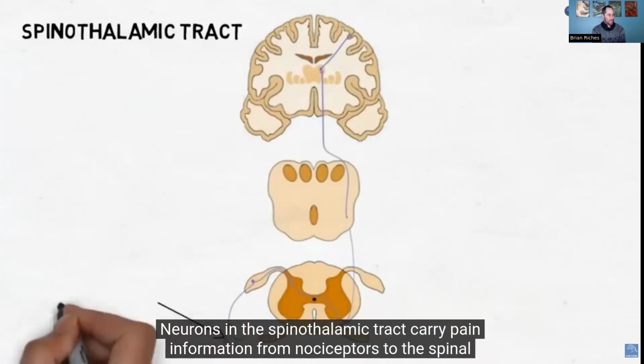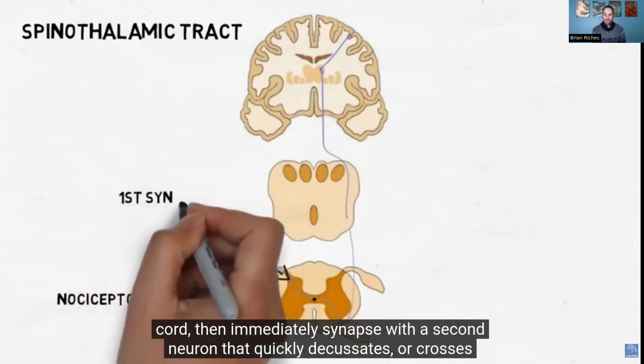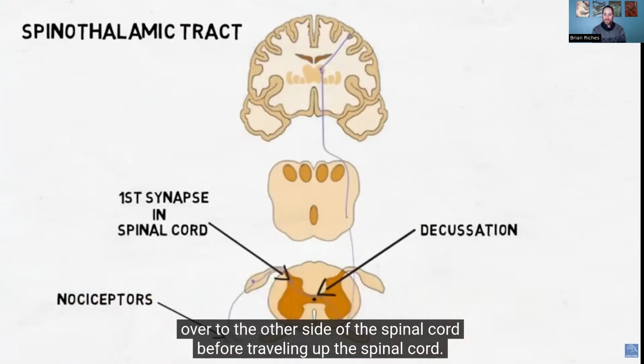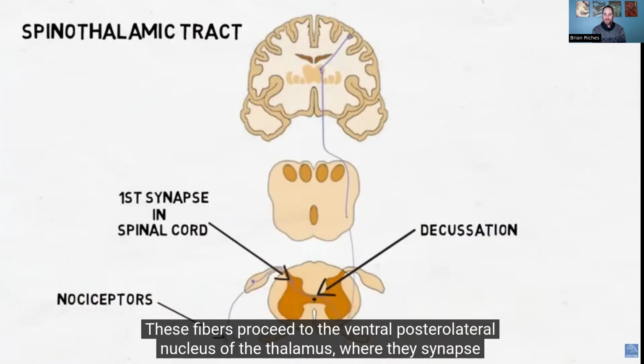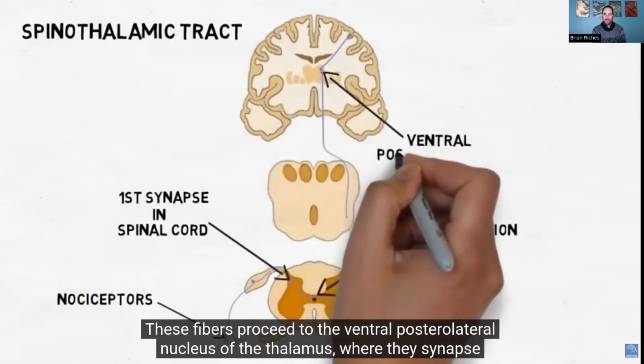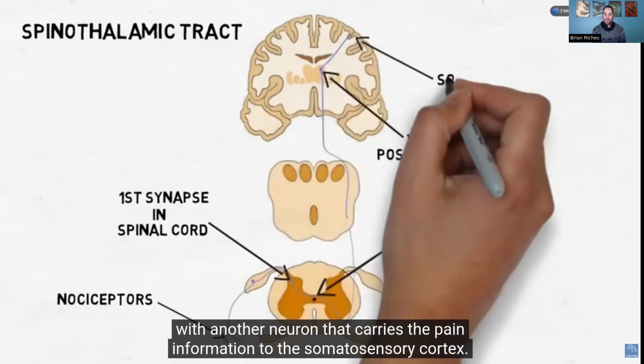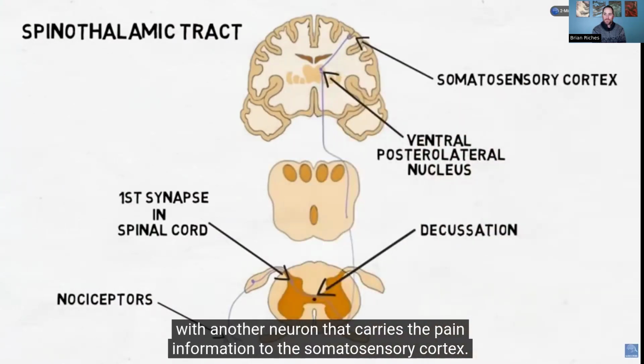Neurons in the spinothalamic tract carry pain information from nociceptors to the spinal cord, then immediately synapse with a second neuron that quickly decussates, or crosses over to the other side of the spinal cord before traveling up the spinal cord. These fibers proceed to the ventral posterior lateral nucleus of the thalamus, where they synapse with another neuron that carries the pain information to the somatosensory cortex.